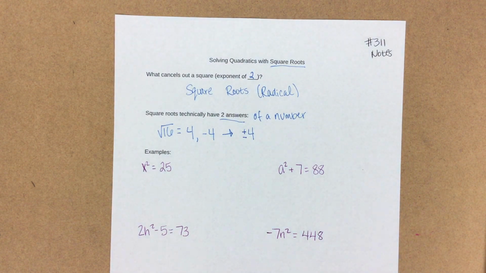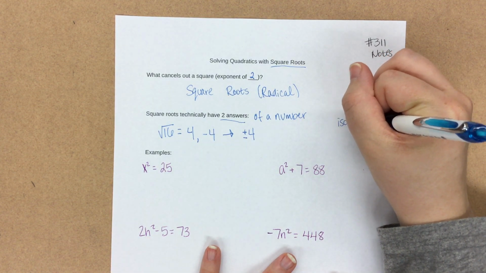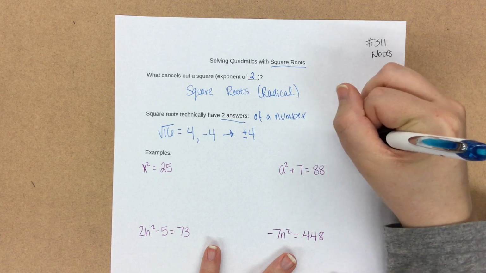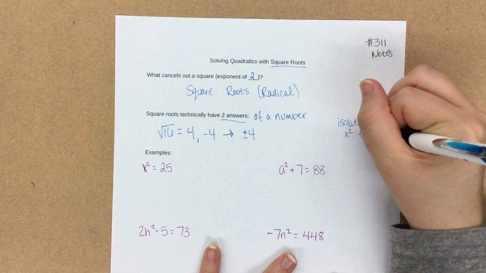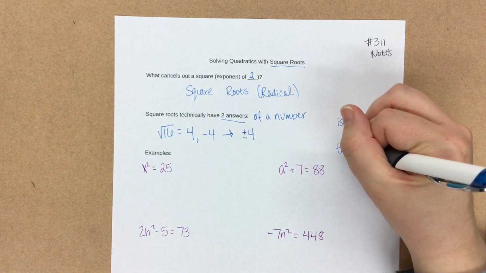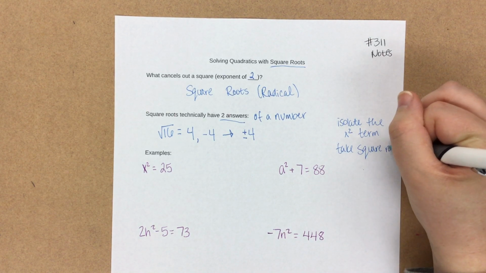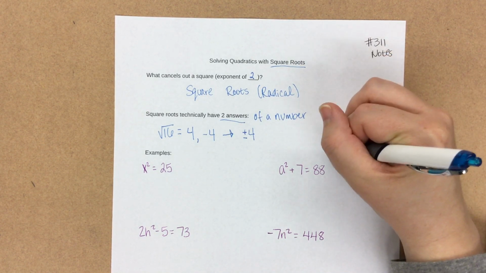Let's try some examples. Our steps are going to be: step 1, isolate the x squared term. They're not always x's, but that's okay. Step 2, take the square root of both sides.